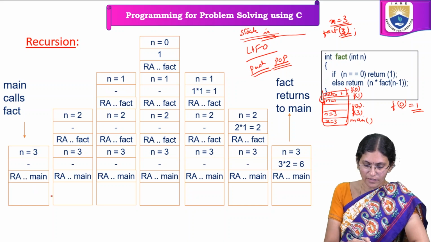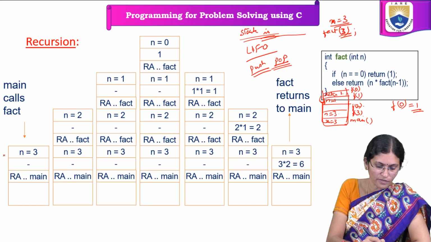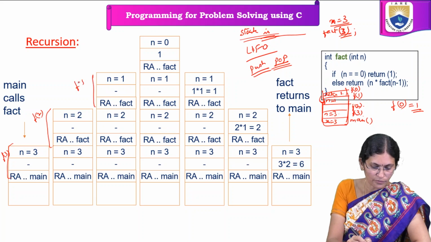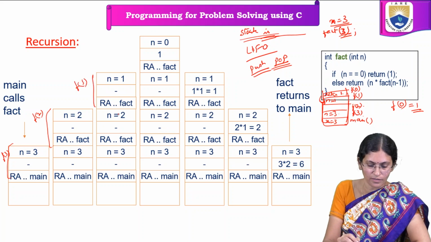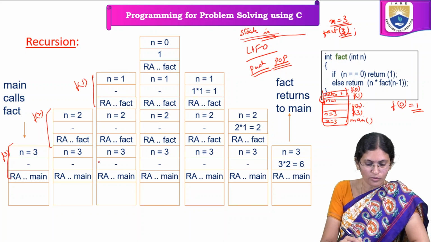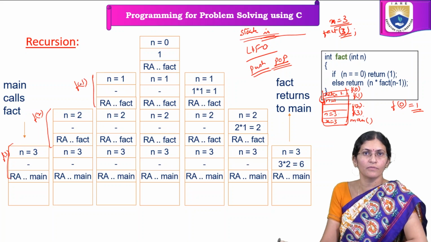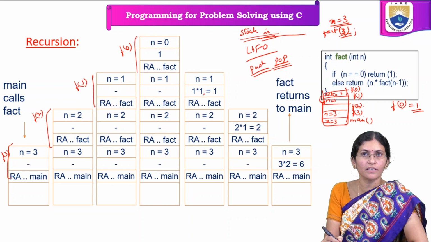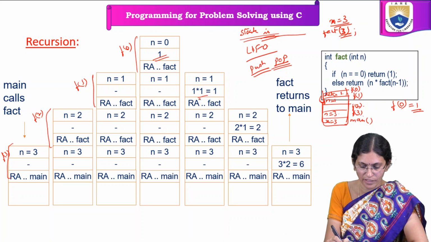As you can see here, this is the activation record for f of 3, this is the activation record for f of 2, and this is the activation record for f of 1. So the stack memory goes on increasing as the function calls are increasing. Here this is the activation record for f of 0. Now the values are returned in reverse order. So f of 0 will return a value 1. So this value is returned here.